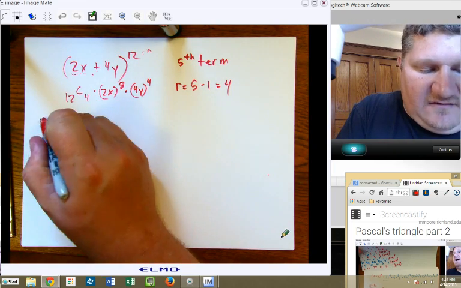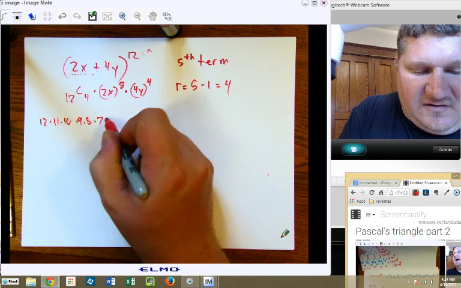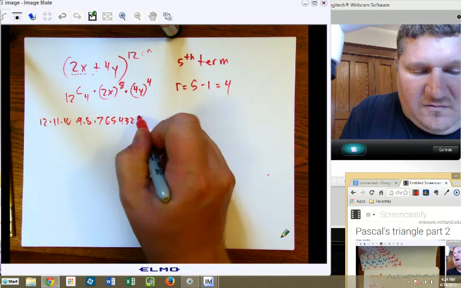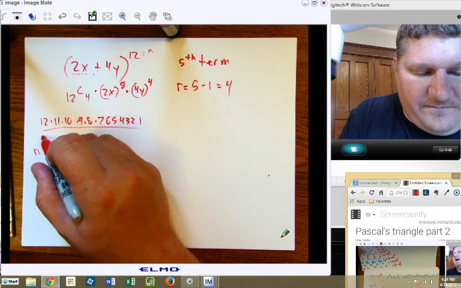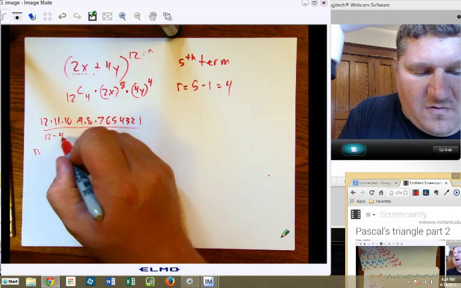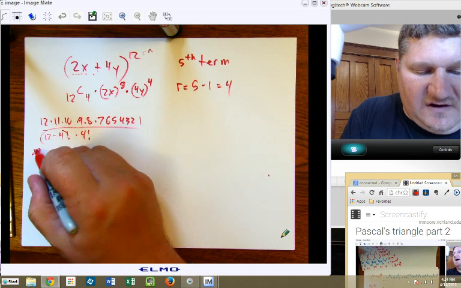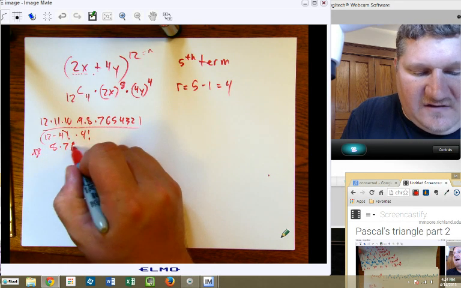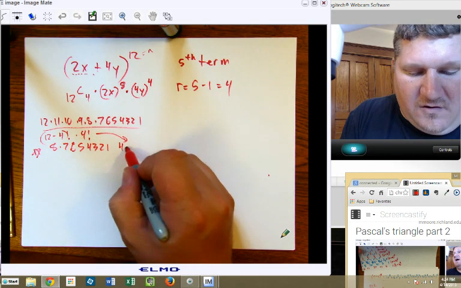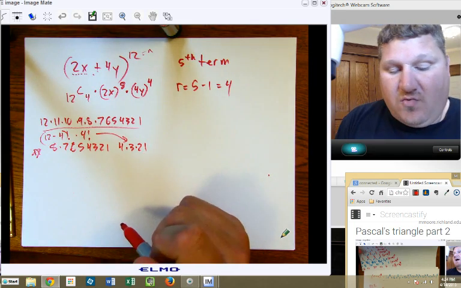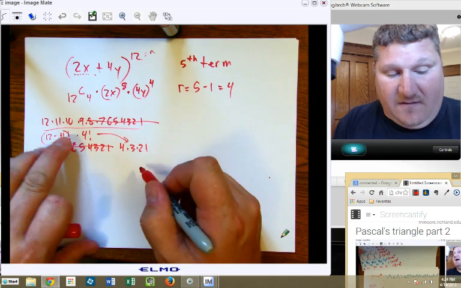In this case, I have 12, 11, 10, 9, 8, 7, 6, 5, 4, 3, 2, 1. And on the bottom, I'm going to have 12 minus 4 factorial times 4 factorial. So let's see here. That's going to be 8, 7, 6, 5, 4, 3, 2, 1, and then 4, 3, 2, 1. With that, I can say 8 and back is gone.